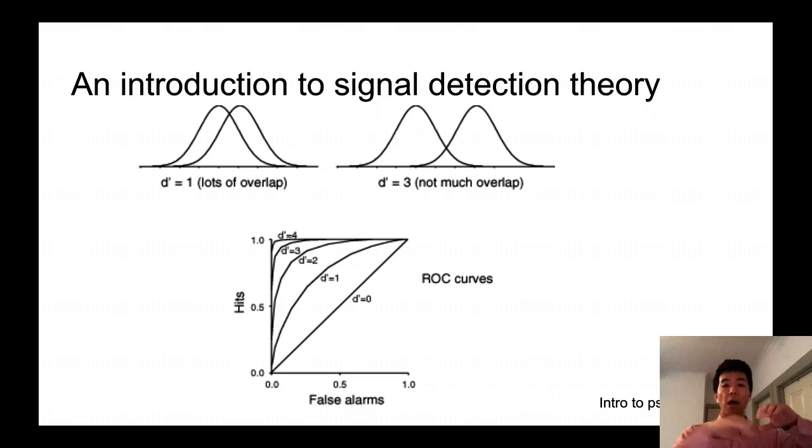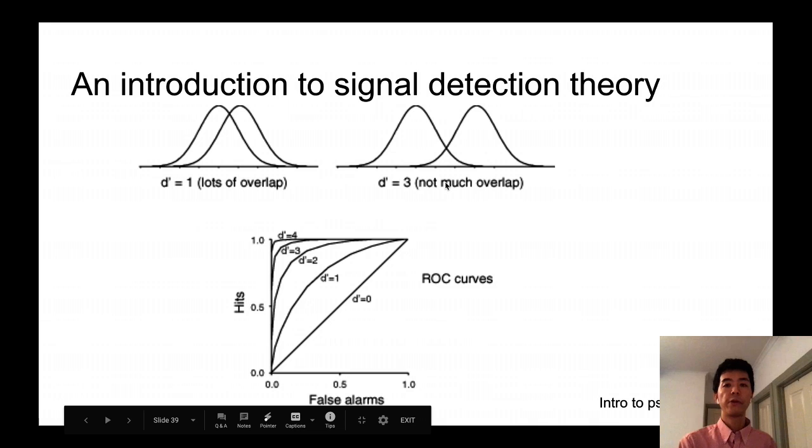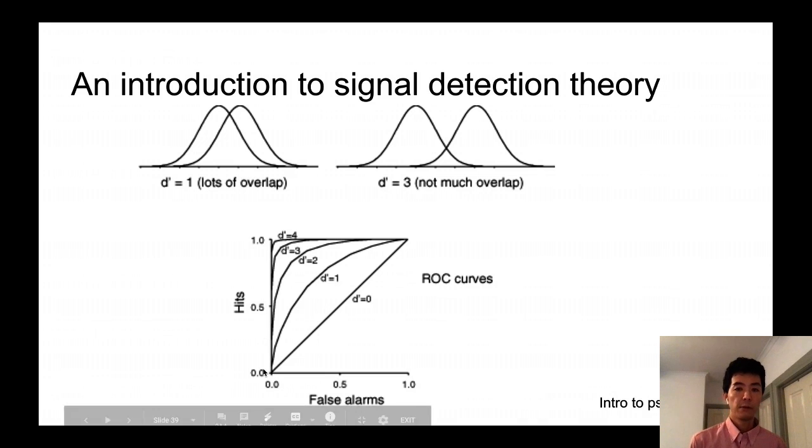And then as the separation of the two situations, visible and invisible, becomes highly distinctive, you will see something like a d prime equals 3 situation, where not much overlap is happening, and that results in this d prime 3 curve here.